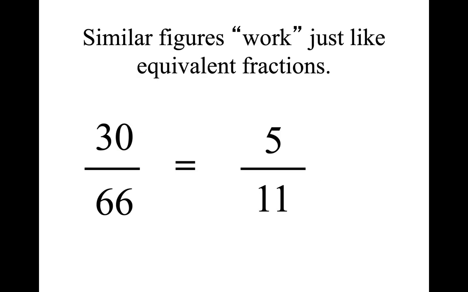So similar figures work just like equivalent fractions. 30 over 66 equals 5 over 11. 30 times 1/6 gives me 5. 66 times 1/6 gives me 11. Or if I went the opposite direction, 5 times 6 gives me 30. 11 times 6 gives me 66. Okay.